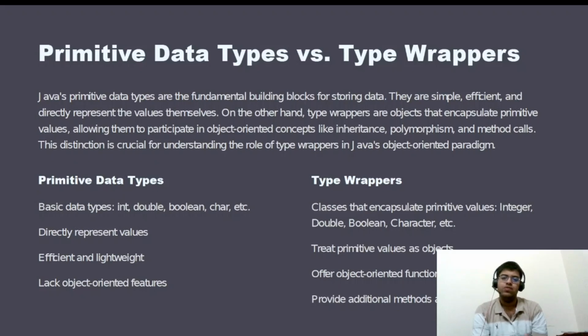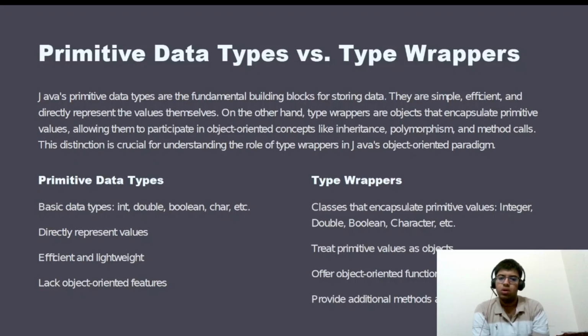Now coming to the next slide, we have the differentiation of primitive data types versus our type wrappers. Now, as we know, the primitive data types are fundamental building blocks of storing our data, which are very simple and efficient. But type wrappers are objects which are encapsulating your primitive data types, which allows them to participate in any object-oriented based concepts like your polymorphism, methods, inheritance, etc. Now, why it is important to know the difference is to understand the role of type wrappers in Java.